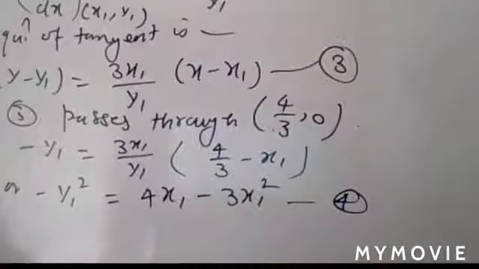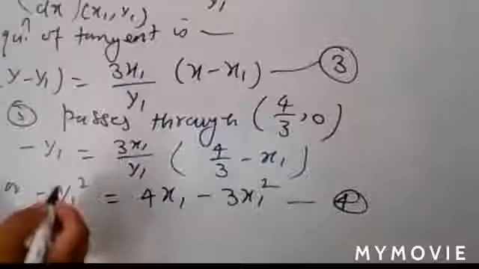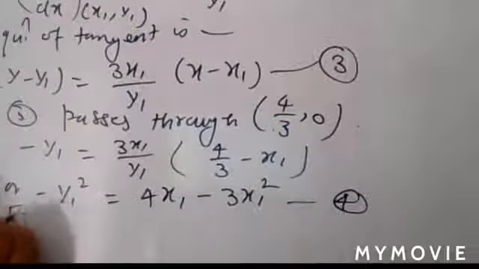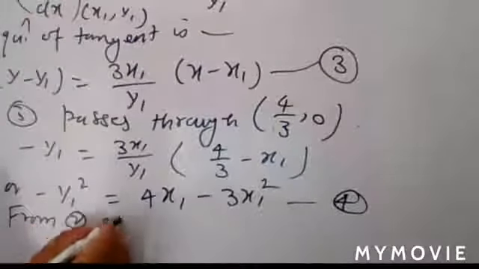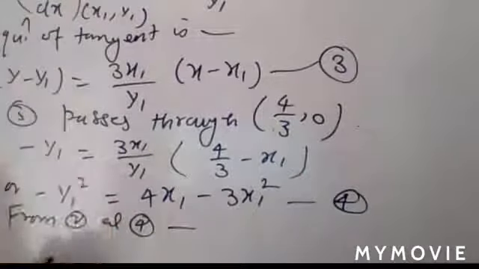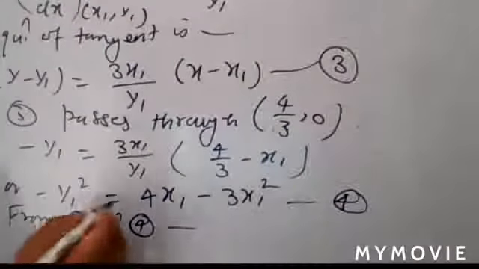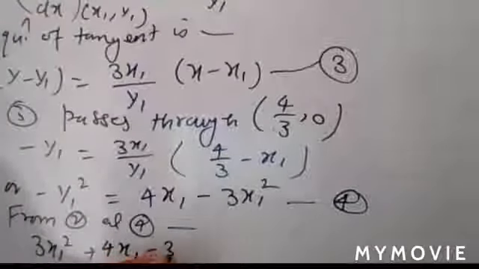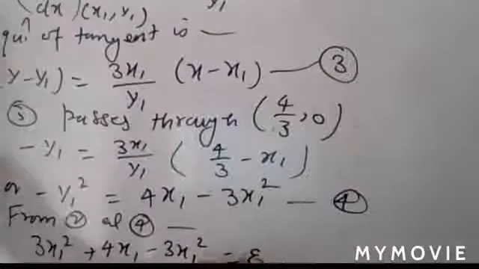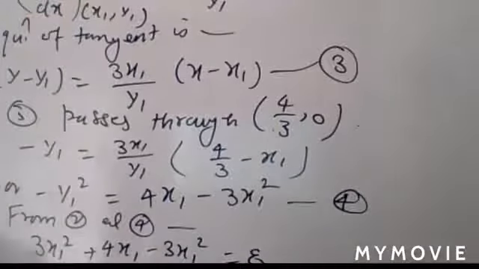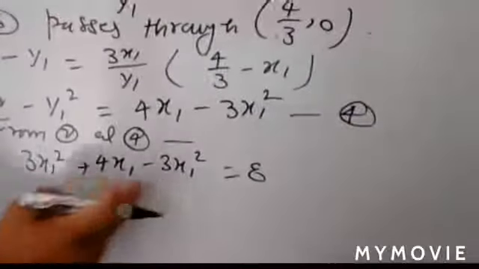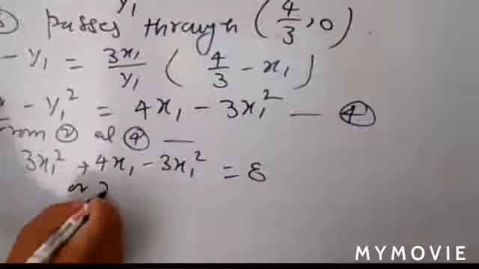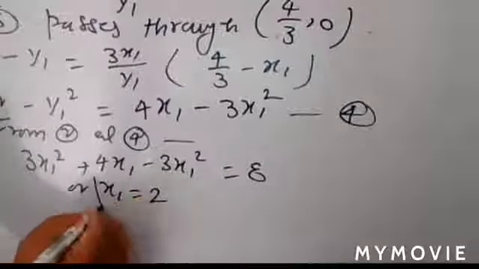Now you put the value of minus y1 square in the second equation. So from 2 and 4, you have 3x1 square, and putting the value of minus y1 square, you have plus 4x1 minus 3x1 square is equal to 8. So 3x1 square and 3x1 square are cancelled. So you have x1 is equal to 2.